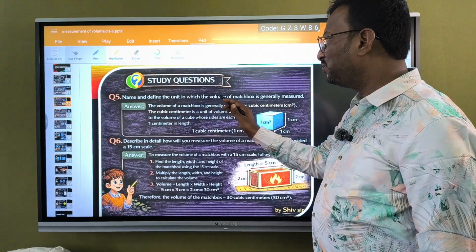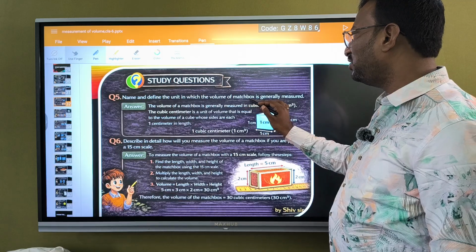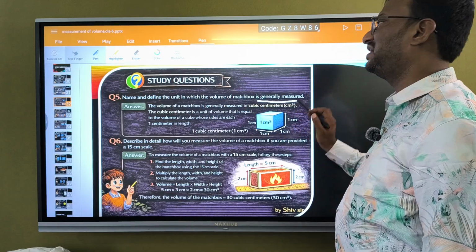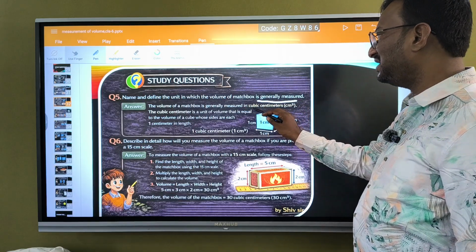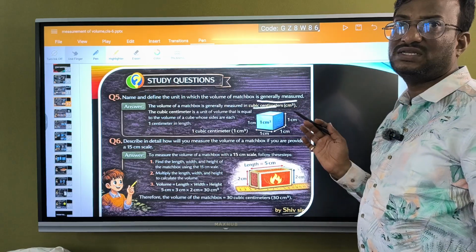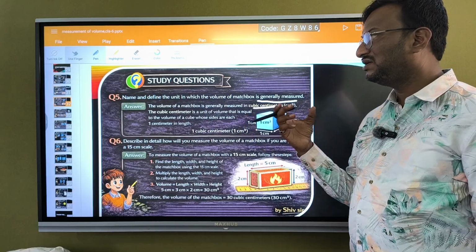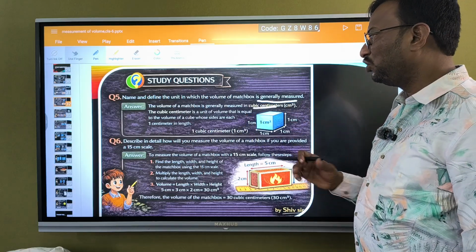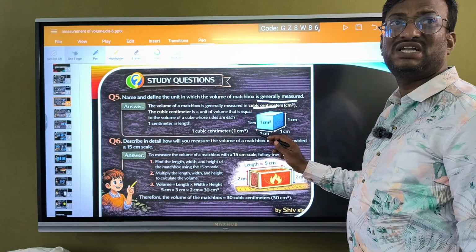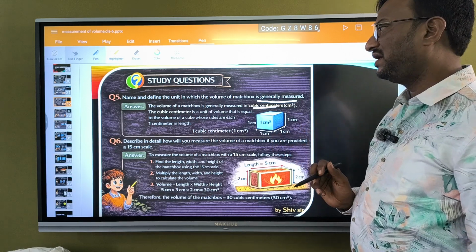Name and define the unit in which the volume of the matchbox is generally measured. It is generally measured in cubic centimeters, not in cubic meters, because it is small in size. Cubic centimeter means length will be 1 centimeter, breadth 1 centimeter, and height 1 centimeter.